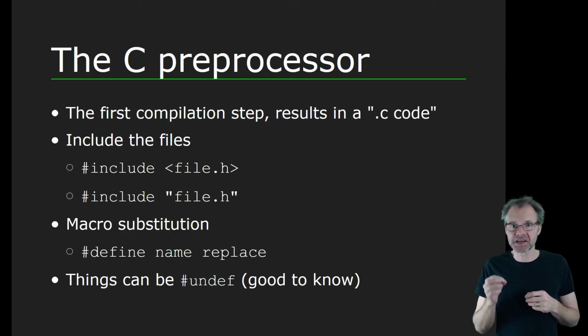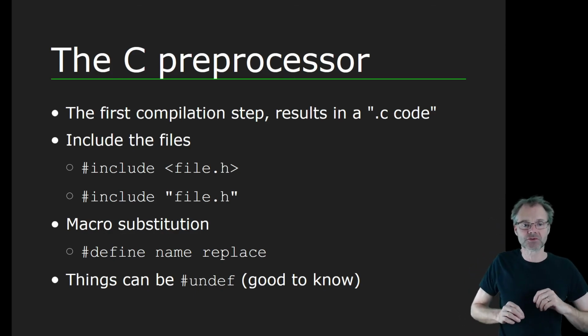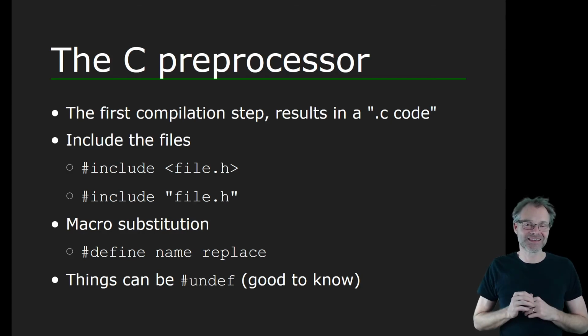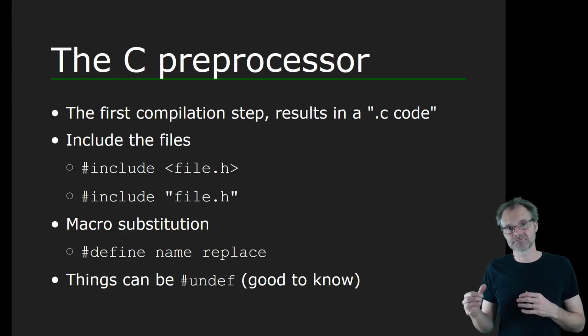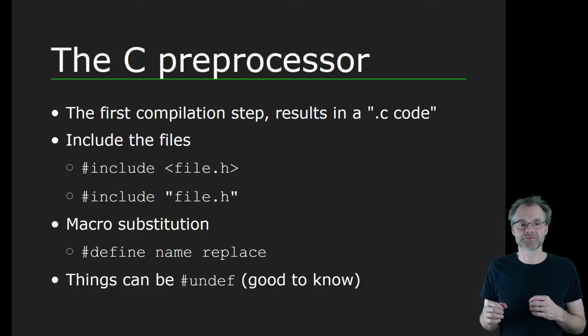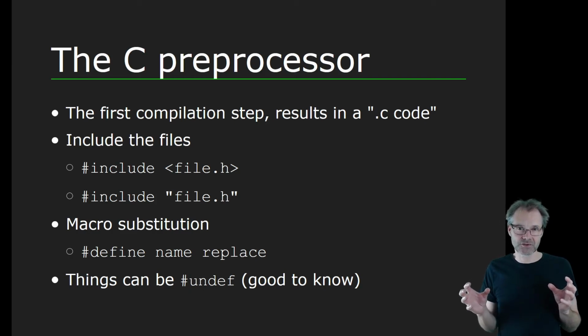We haven't reached the end yet. We have a few things more to talk about, and the C preprocessor is one of them. This will help us understand a bit about the first compilation step, that is sort of preparing the C code to be compiled. The first compilation step, the preprocessor, results in C code in general, but it's putting together all the bits and pieces of the program and creating this C code down.